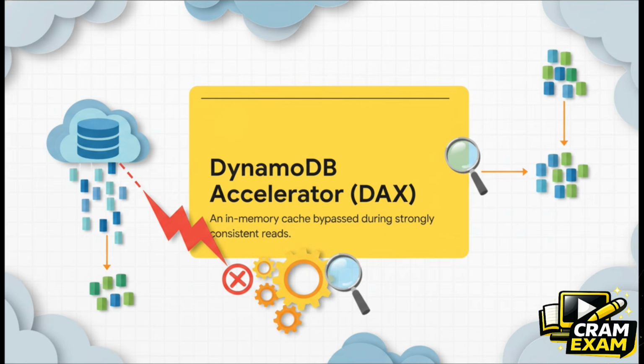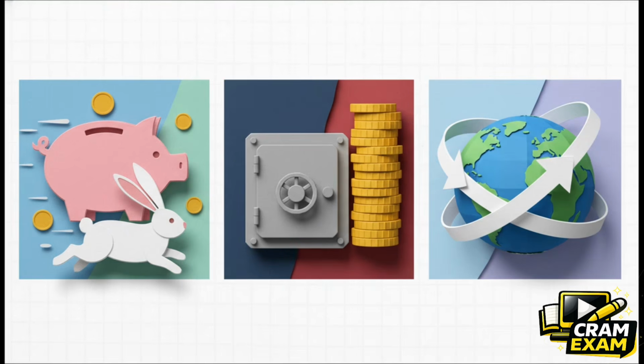If you're relying on DAX to magically lower your latency, but you force strong consistency on every single read out of fear, you are completely defeating the purpose of the cache. All right, let's lock this down and summarize. Here are 3 rapid takeaways to remember.